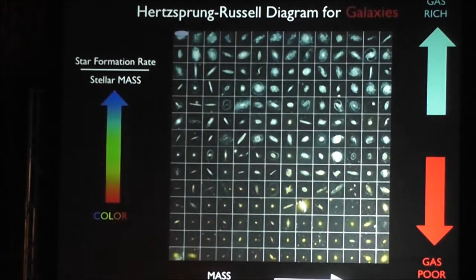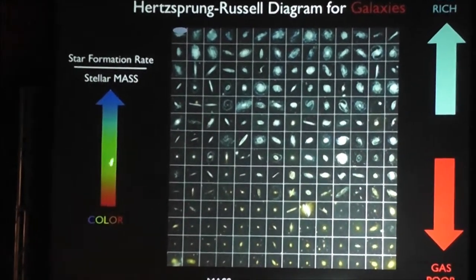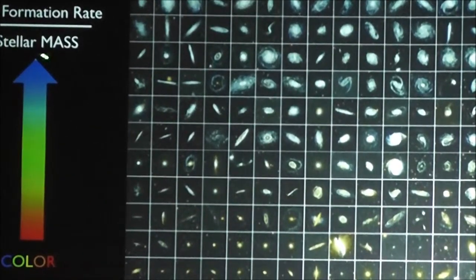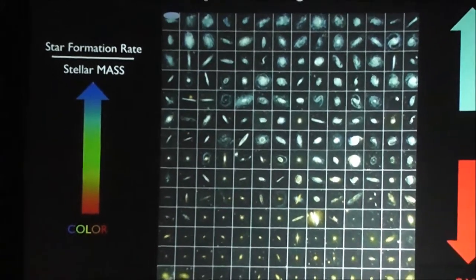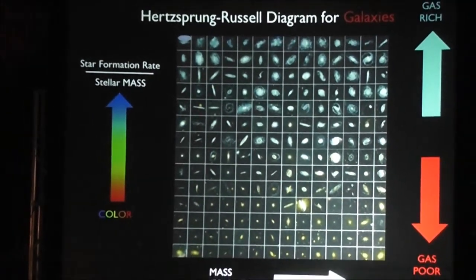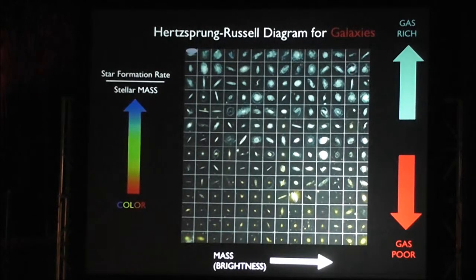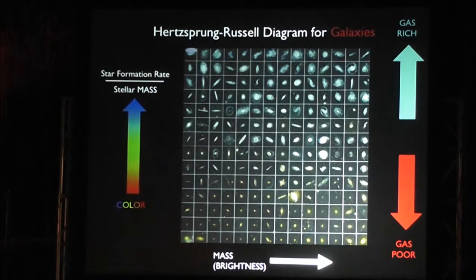We can make an analogous diagram for galaxies where now the vertical axis is the degree to which they're forming stars. You can think of it as being gas-rich because there's new gas to form new stars, and these tend to be spiral galaxies. The gas-poor galaxies are not forming stars very much. These tend to be the elliptical galaxies. So the gas content is fundamental to the nature of these galaxies.